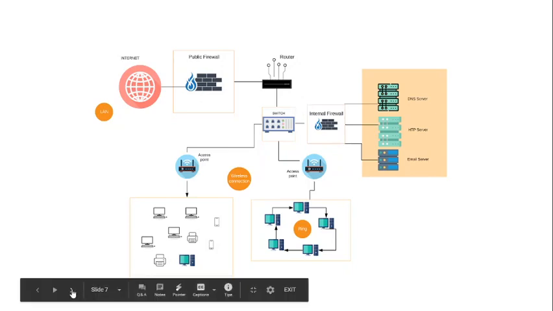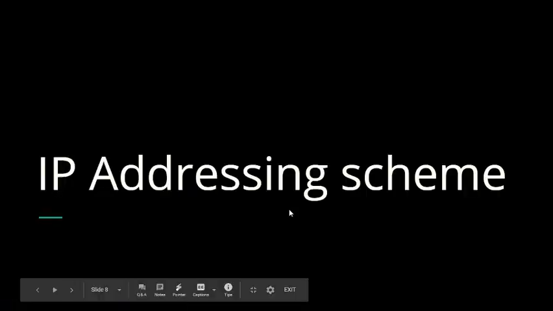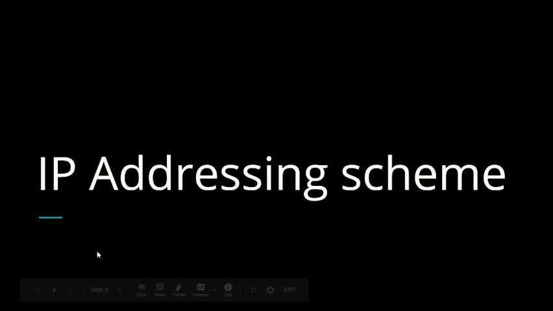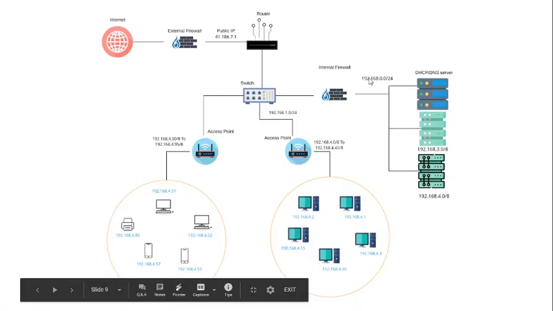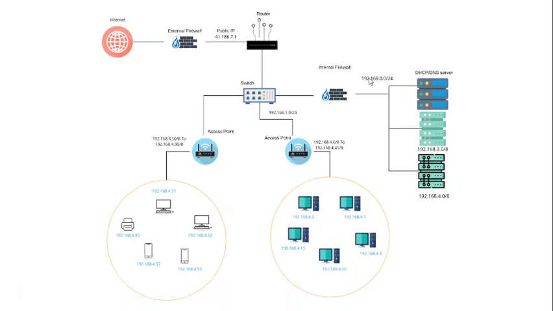We also have the IP addressing scheme. How will IPs be generated? So our main server, the DHCP server, after the router provides the IP, serves IPs to the access points. Through their range, the computers that are connected will all get their IPs together, and they will all be in the same range.